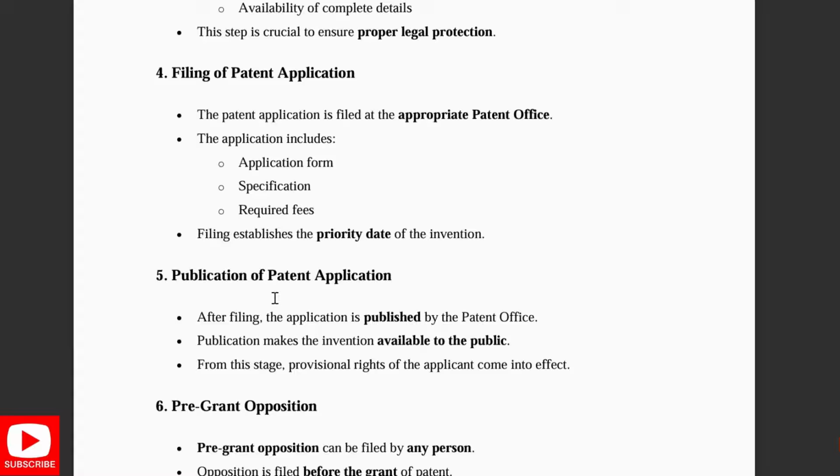Publication of the patent application. After filing, it is published by a patent office. So the publication makes the invention available to the public. From this stage, the provisional rights for the applicant comes into effect.